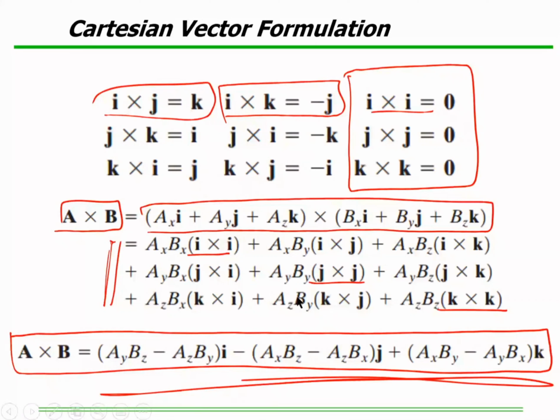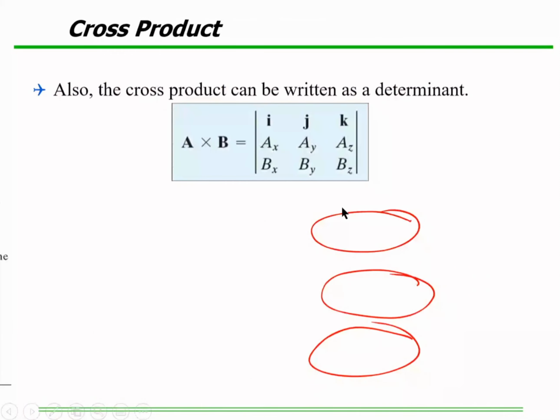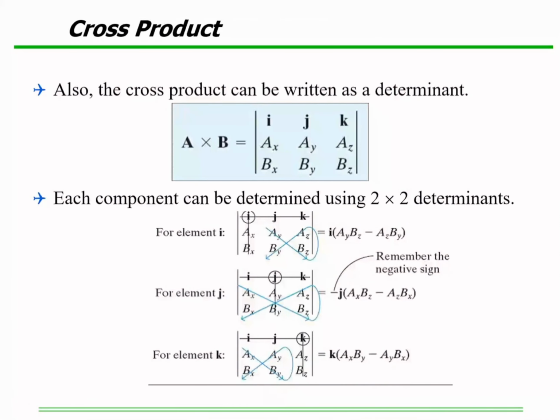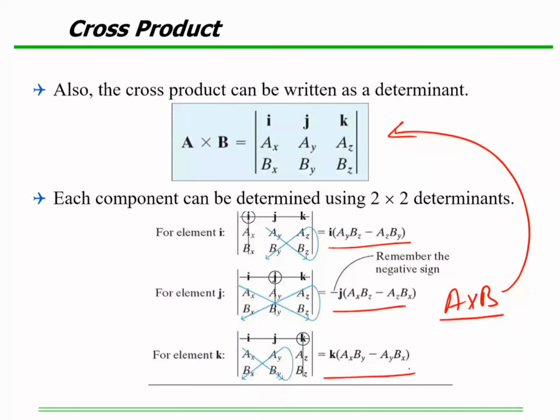So in simple words, what it is saying is that you can do A cross B by matrix, by getting the determinant of 2 by 2, and you can get the answer for each component of the Cartesian. Is that clear to everyone? Yes, sir. Okay, so let's move on.